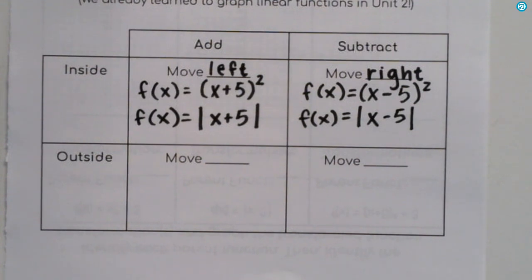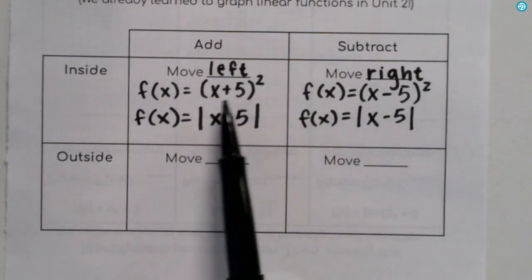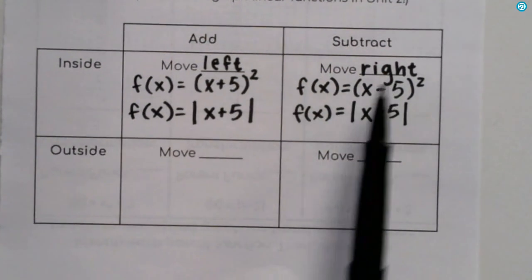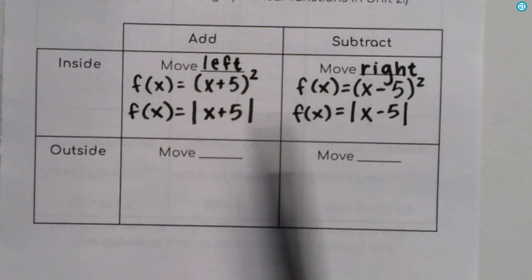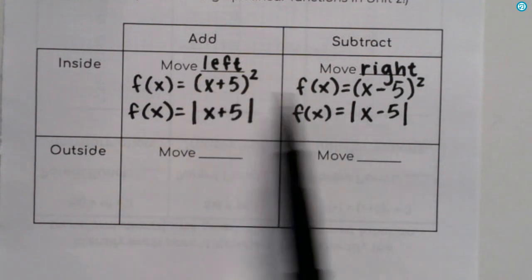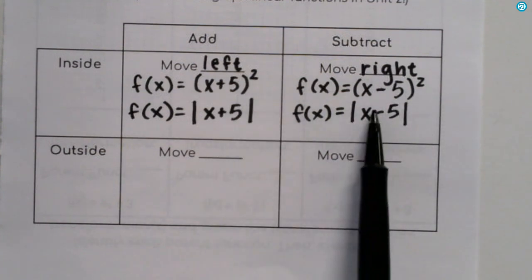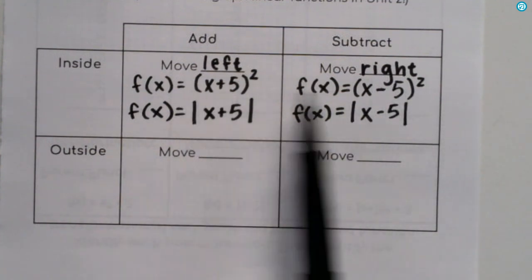So when we say inside a function, we are referring to either being inside what's being squared or inside the absolute value sides. These operations will move us left or right. I'm using the plus 5 and minus 5 as an example, but this would move us left 5 and right 5.